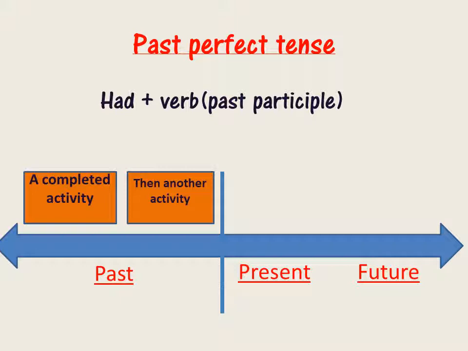So this is a pictorial depiction of what we are talking about. Like you can see in this graph, there's past, present, and future. So we don't have any sort of relation with present and future here. This is only about the past, and you can see in the past, I've shown the very first, that is a completed activity that got completed, and then another activity was there. So this is how you can understand the past perfect tense. It will always be denoted by two activities.